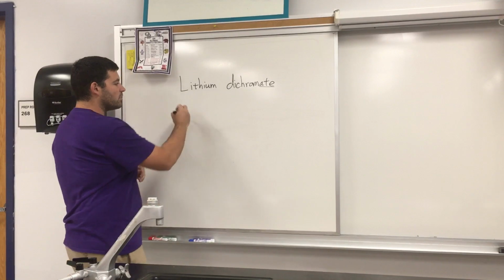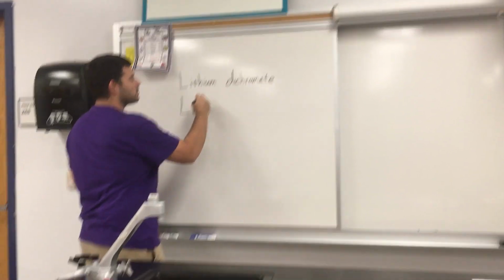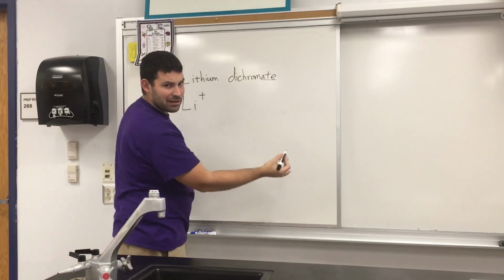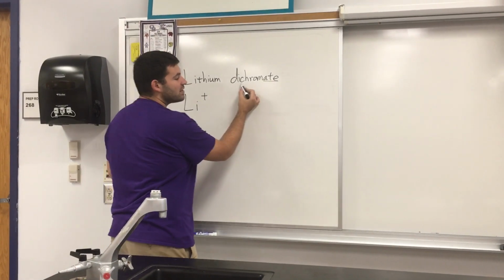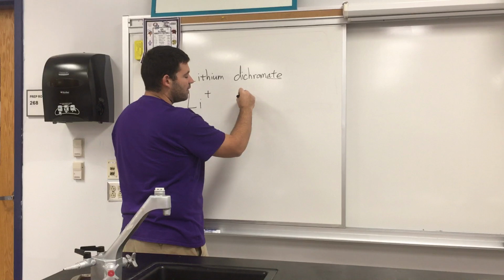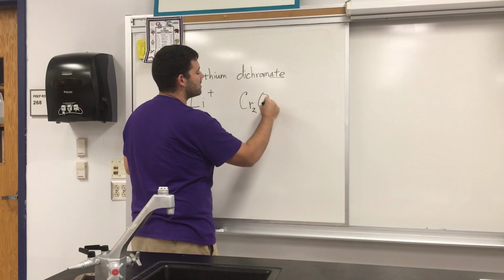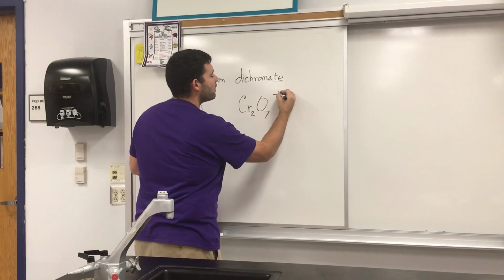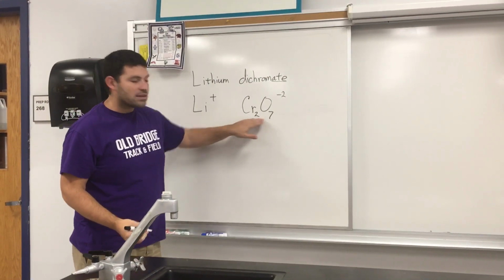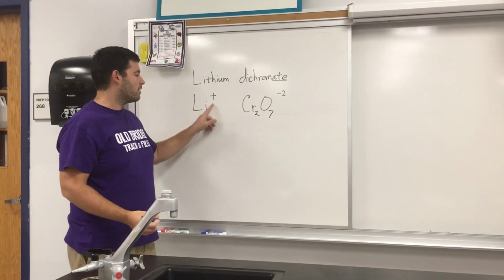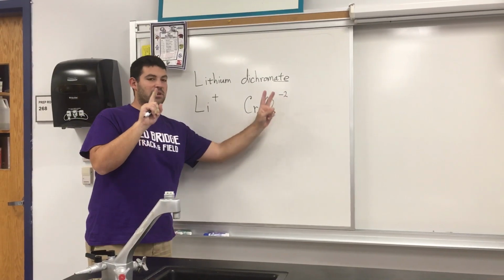All right, lithium, we should know it's a group 1 metal, it's always +1, and the dichromate, we need to have that list of 10 down. When we see the name dichromate, we immediately think, okay, that's Cr2O7, and it's got a -2 charge. All right, so now we're going to leave the subscripts alone. We're not going to touch that at all. The lithium's +1, the dichromate's -2.